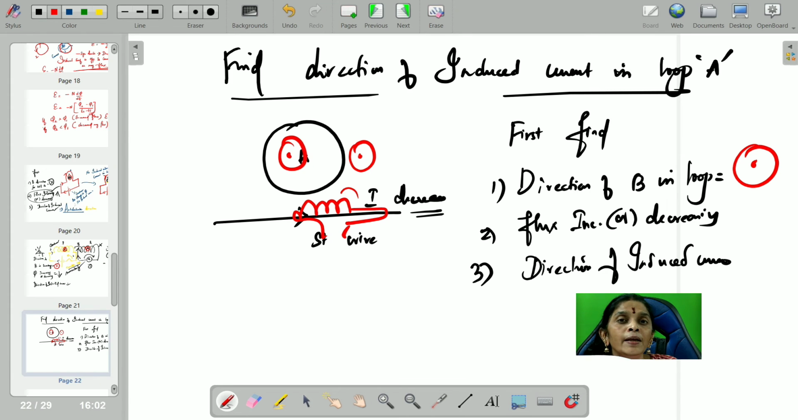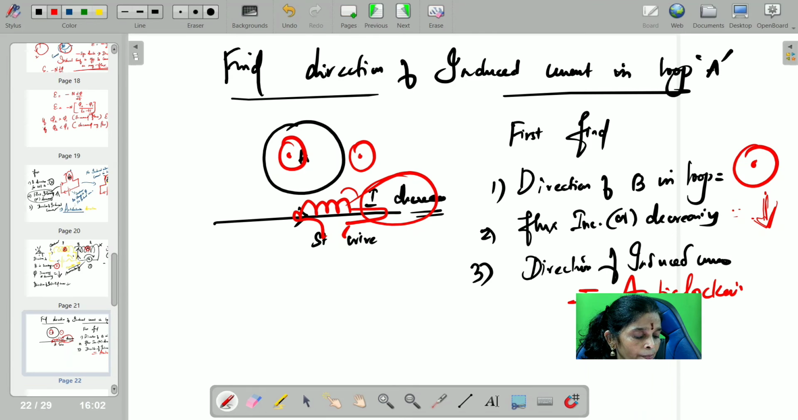Don't change. Why? Because the flux is what happened? Decreases. How do you know flux decreases? Because it's given here, current is decreasing. Therefore, flux decreases. Since the flux is decreasing, whatever the direction you are getting, keep it as such. So I am getting anti-clockwise, so I have to write it as anti-clockwise direction. Do you get it, children?